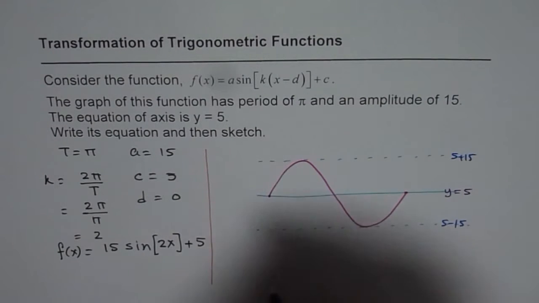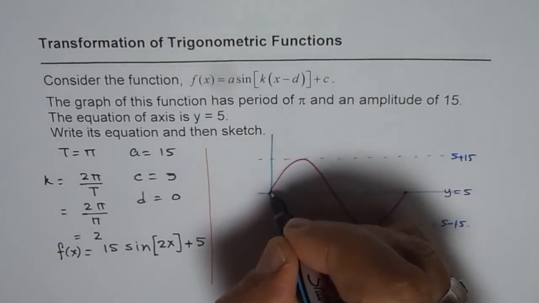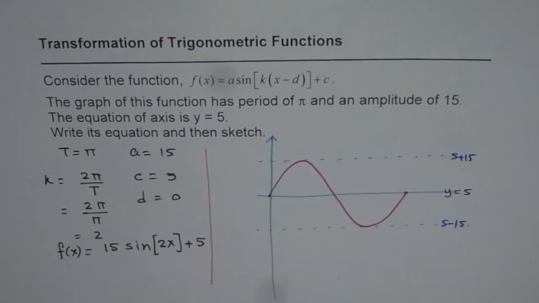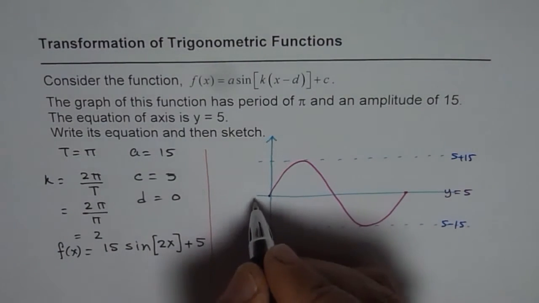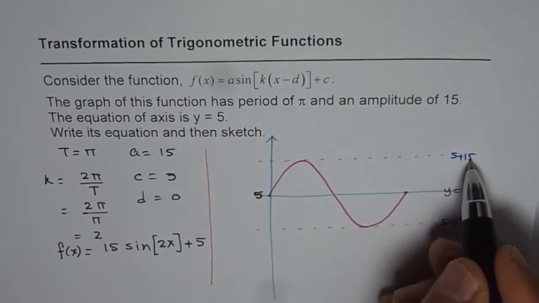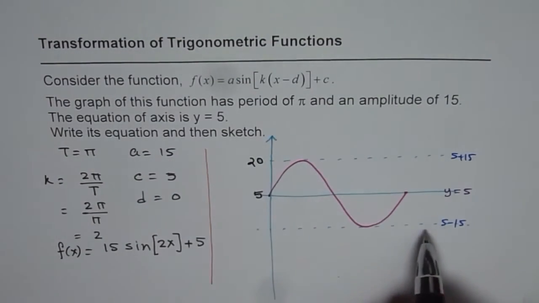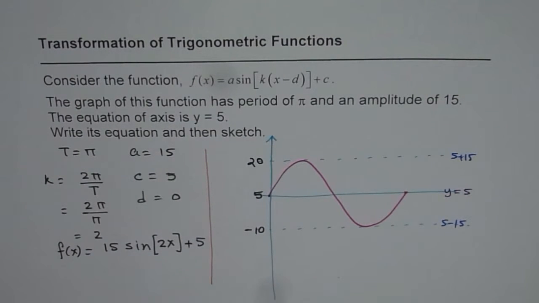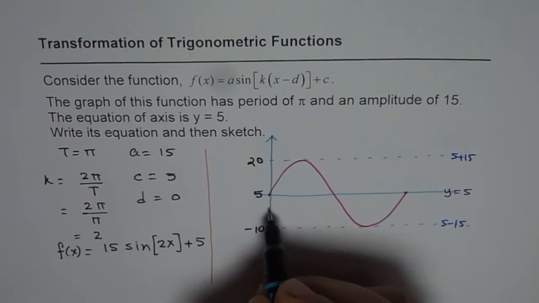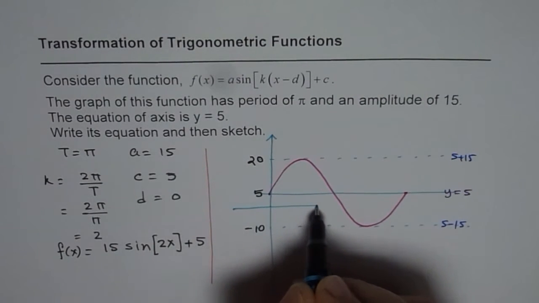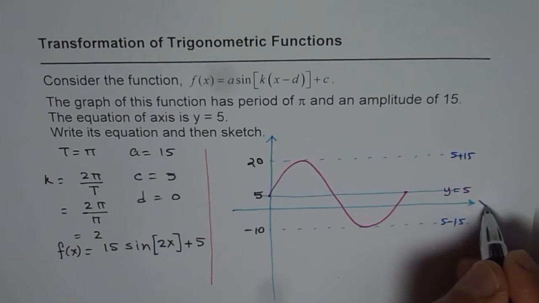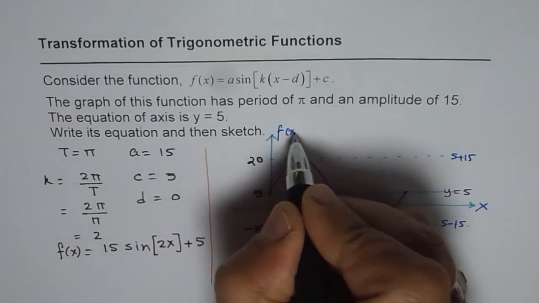Since there is no horizontal translation, my y-axis is definitely along the first 0. Perfect. And on this y-axis I already figured out that this value should be 5. This value is 5 plus 15, which should be 20. This value is 5 minus 15, that means this has to be minus 10. And my x-axis should definitely be somewhere here, right? So that is my x-axis, and this is f of x, which is the periodic function.